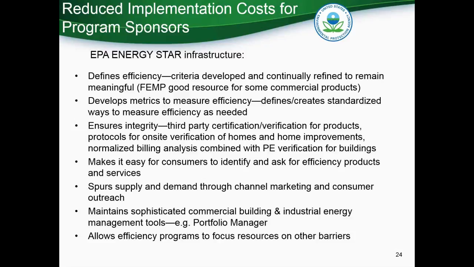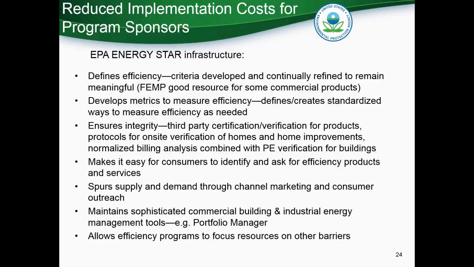The Energy Star label makes it easier for efficiency program sponsors to communicate to consumers about what they're asking them to do, namely to choose more efficient products. And because of the partnerships that Energy Star has with national retailers and manufacturers, efficiency program sponsors take on less responsibility building supply and demand for efficient products.